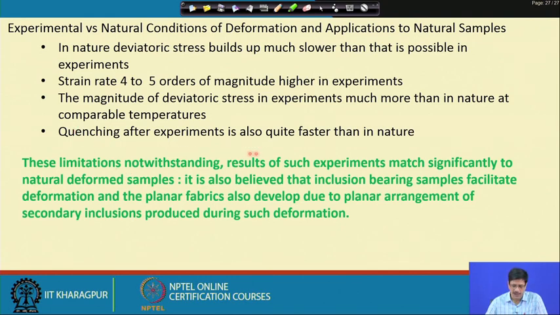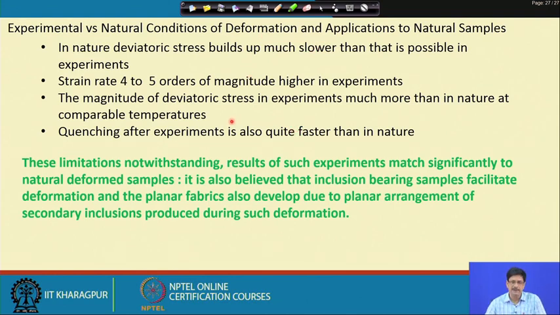And then the quenching after experiments is also quite faster than what happens in nature, because if a particular set of inclusions which were trapped in a host mineral pertaining to certain conditions of pressure and temperature is being subjected to deviatoric stress, the rate at which the sample is actually quenched in nature is much slower than what is possible in the experiment.